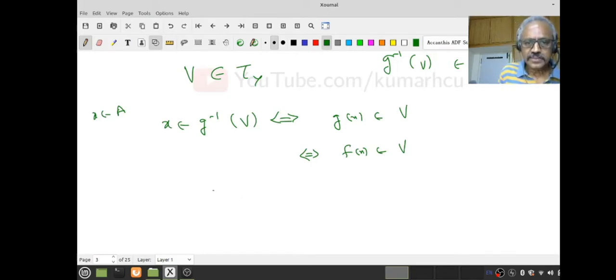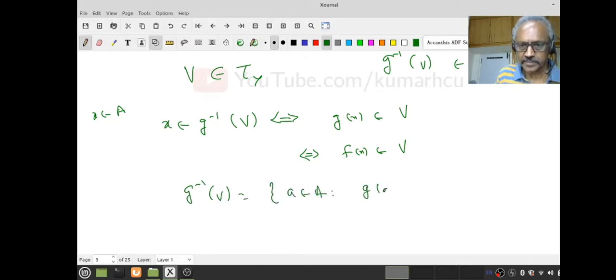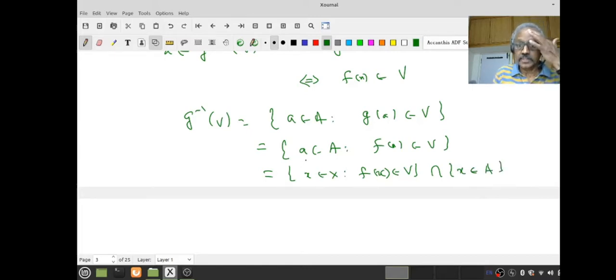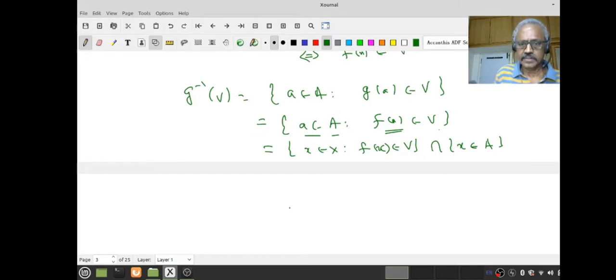So G inverse of V is by definition the set of all a in A so that G of a is in V. But this is the same as saying a in A and F of a is in V. This is the same as saying the set of all x in X so that F of x is in V and x is in A. See, it has to satisfy two conditions: x must be in A and F of x must be in V. But this object is F inverse of V intersection with A.